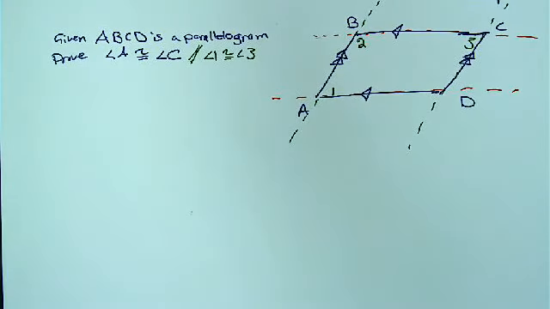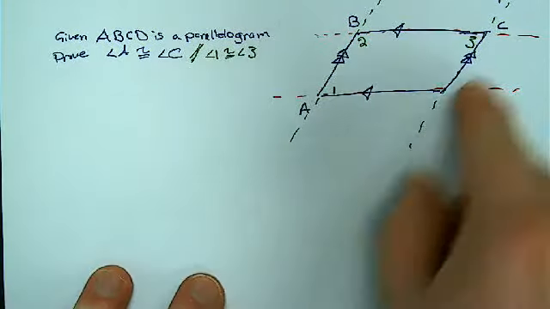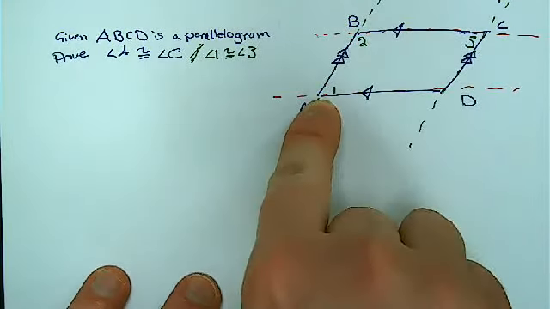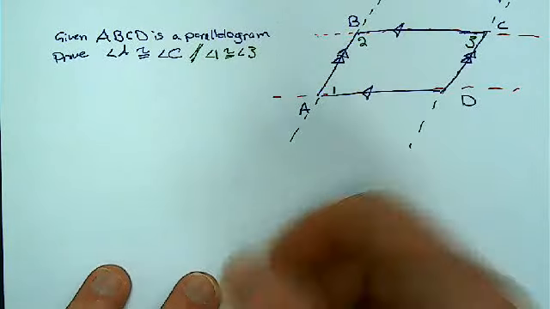Wait, so don't all the angles have the same measure? But then if we do the diagonals, they have the same midpoint. I haven't drawn the diagonals yet. We could also just reprove that too.